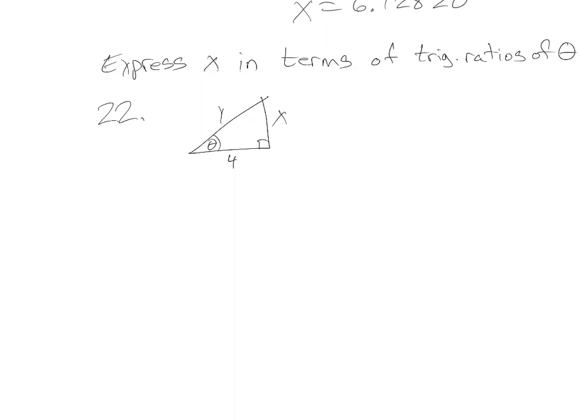So you're not going to use y as well. We only want one variable. So what pieces in conjunction with theta are we using? Opposite and adjacent, which is which trig function? Tangent. So the tangent of theta is equal to x over 4.